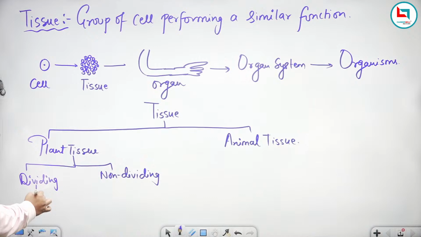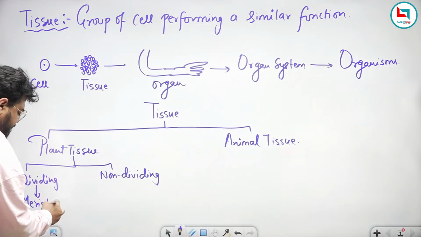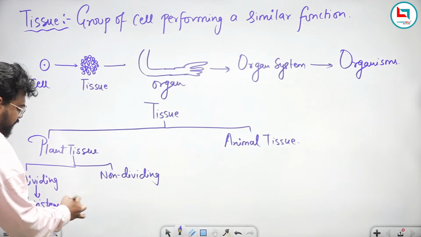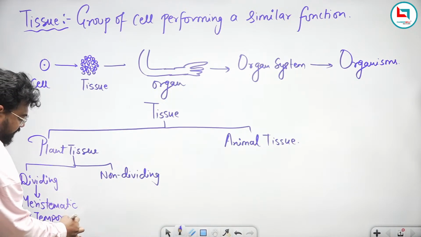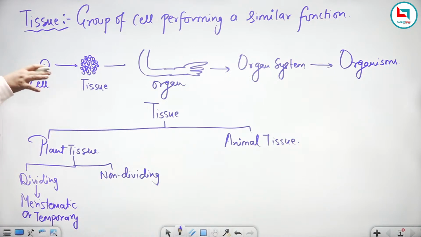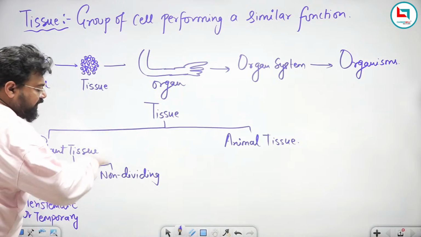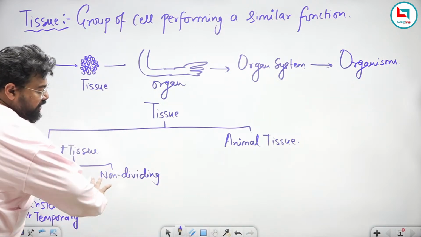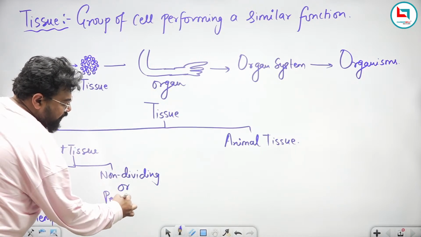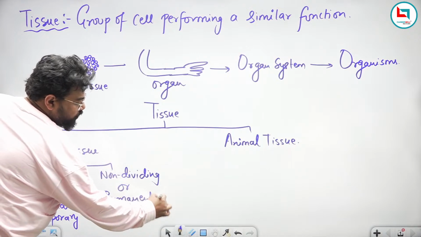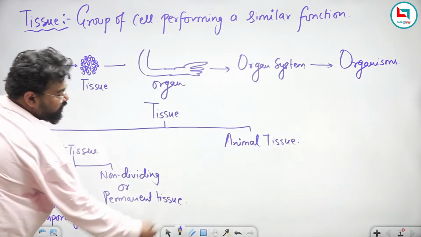These dividing tissues are said to be as meristematic tissues, because in Greek division means meristos. So meristematic tissue, that's why the name is given. Because they are the cells which have ability of division for a certain period of time, that's why we call them as temporary tissue. But when these cells lost their ability of cell division, they'll get converted into non-dividing tissues, and these non-dividing tissues are known as permanent tissue. So permanent tissues don't have the ability of division.